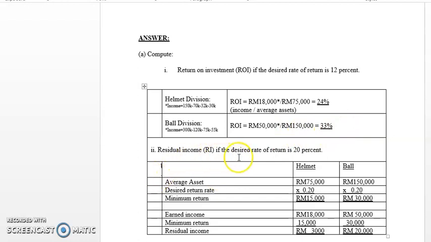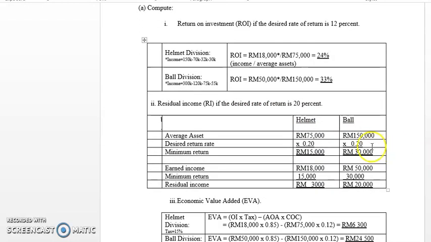Residual income if the desired rate of return is 20%. So average asset is 75K and the desired rate of return is 0.2, and we got minimum return 15K. The earned income or operating income is 18K, and the minimum return we have already calculated is 15K. We minus it and we got the residual income of 3,000. Same goes with the ball division. After the calculation, we got the residual income of 20K.